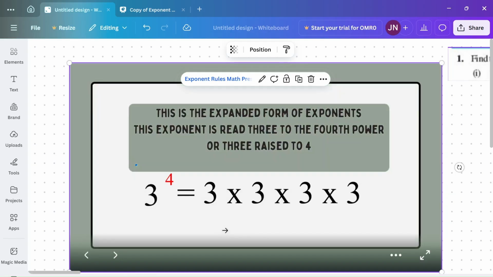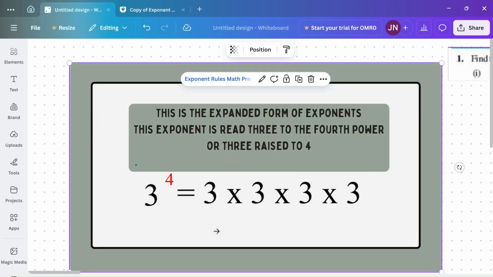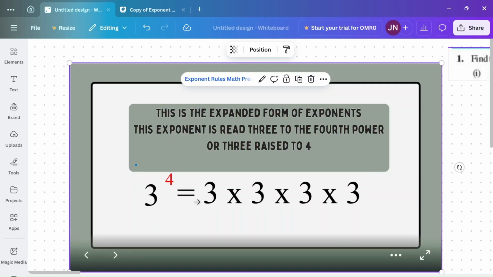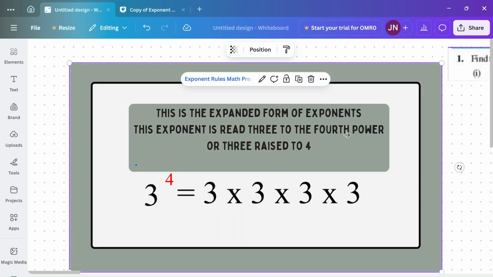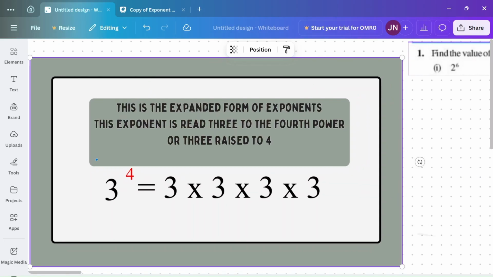Let's see another example. As you can see, 3 raised to the power 4. It means that it is equal to 3 times 3 times 3 times 3. It is multiplied 4 times. Okay, and it will be read as 3 to the fourth power or 3 raised to power 4. So there are many examples. You can see them and then you can get back also if you have any questions. So let's begin with this chapter and some questions related to this.